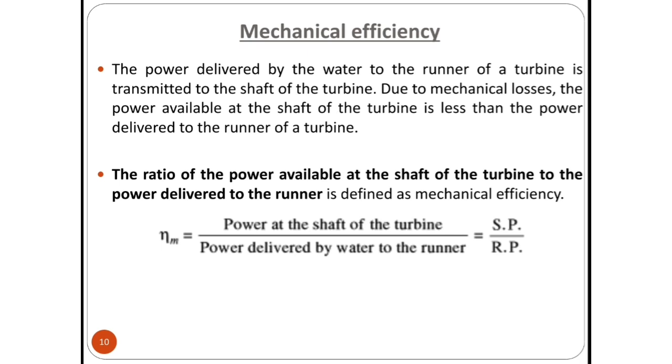So we can define mechanical efficiency as the ratio of power available at the shaft of the runner to the power delivered to the runner. So mechanical efficiency is nothing but power at the shaft of the turbine divided by power delivered by the water to the runner. In short, we can say SP divided by RP, where SP is shaft power, and the power delivered by the water to the runner we call RP, that is runner power.